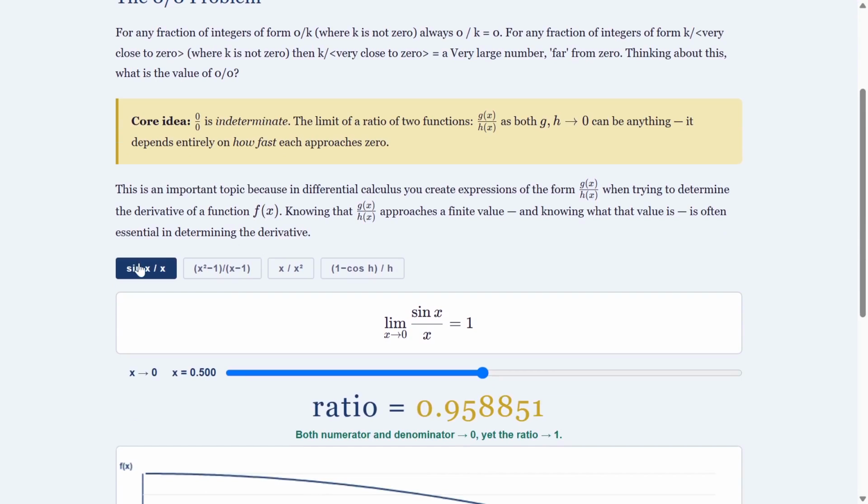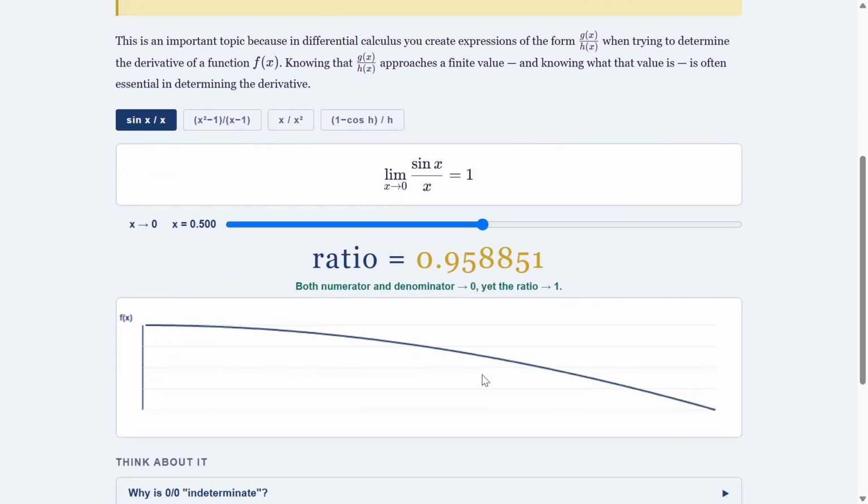particularly sine x over x. Now it turns out, we'll show later, that that limit is equal to 1, even though the value of sine x and x at 0 is both 0. Now, if we take x in this expression and make it closer to 0, look at the value of the ratio.